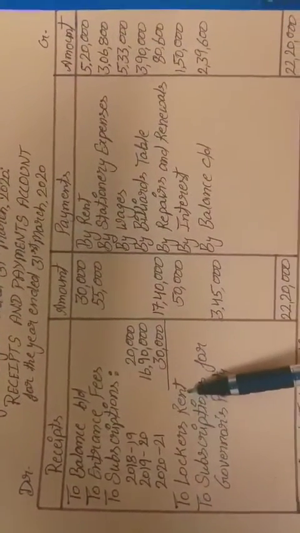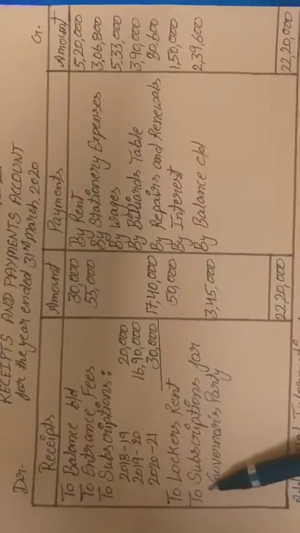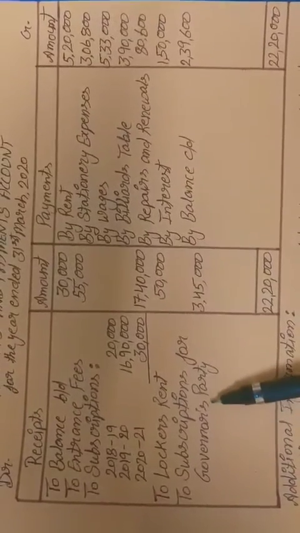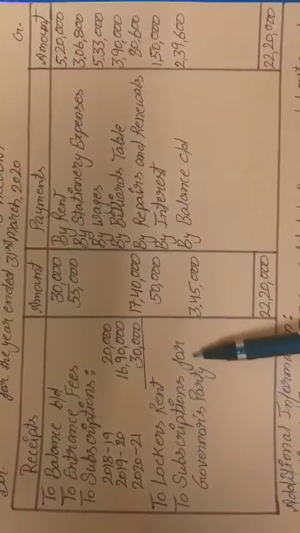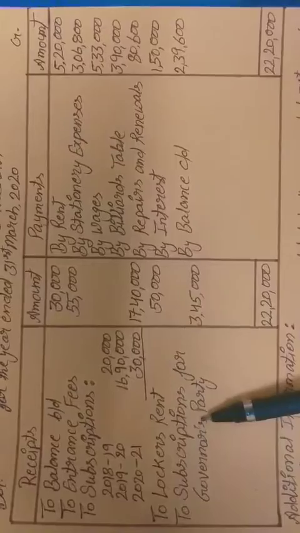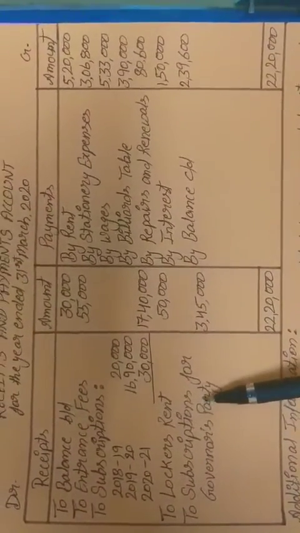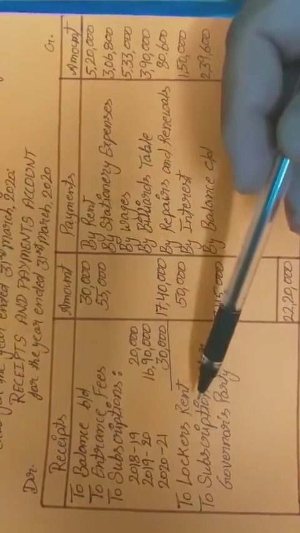To lockers rent 50,000 rupees. To subscriptions for governors party. Related to governors party there is a subscription. It means that this is a specific subscription, so this subscription will not come in the income and expenditure account, and this is only the subscription. So this is the main difference between specific receipts and specific expenses.